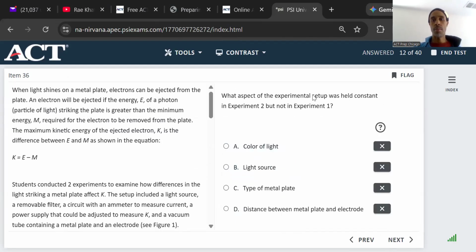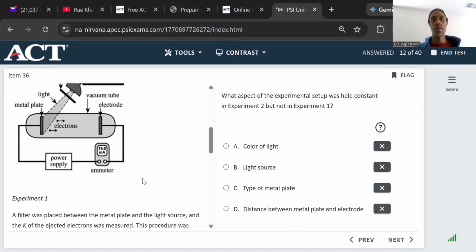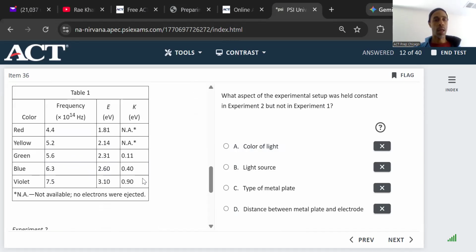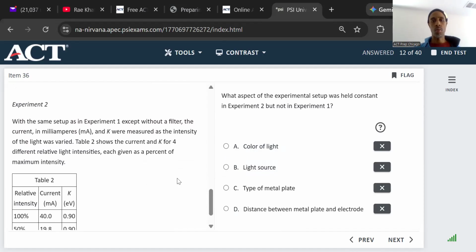What aspect of the experimental setup was held constant in experiment two, but not experiment one? That means changed. It wasn't light, because I remember they said in experiment two they varied the light. It says with the same setup, except without a filter, the current and K were measured as the intensity of light was varied. Oh, no, that's not the color of light, that's the intensity of light. That's different. Four different relative light intensities. So the light source, well, that's what was held constant in two, but not one.